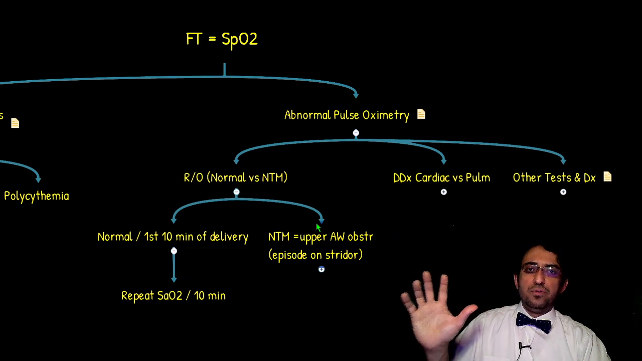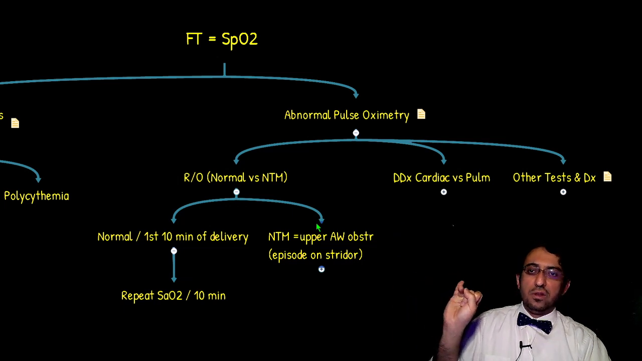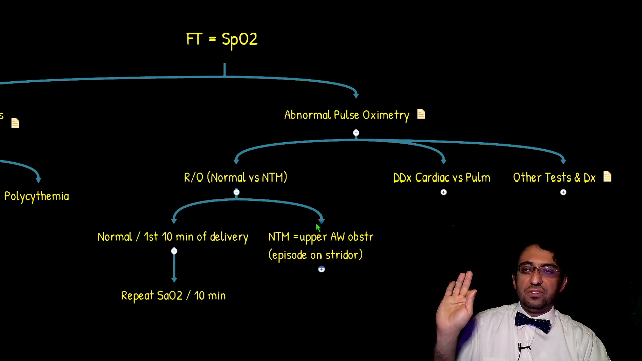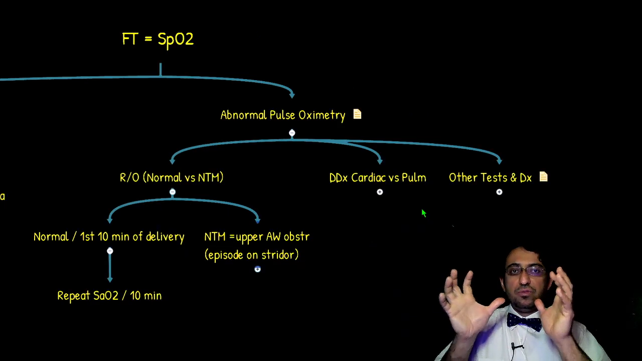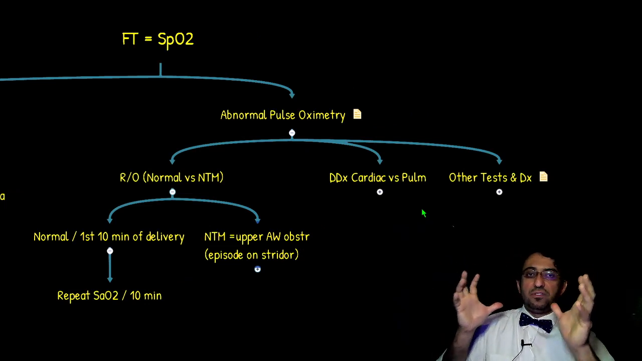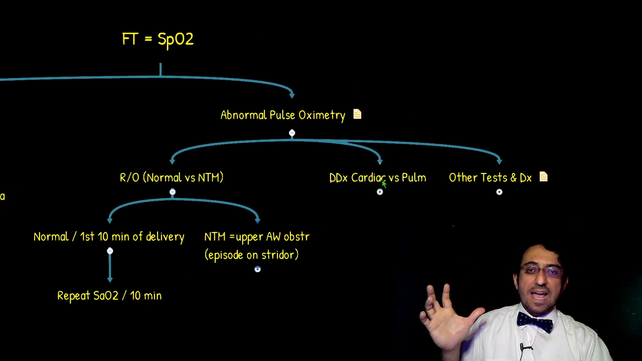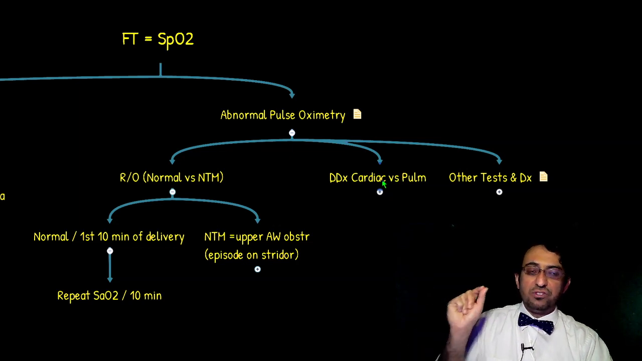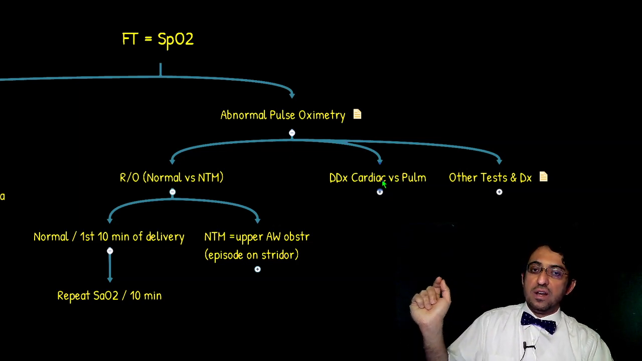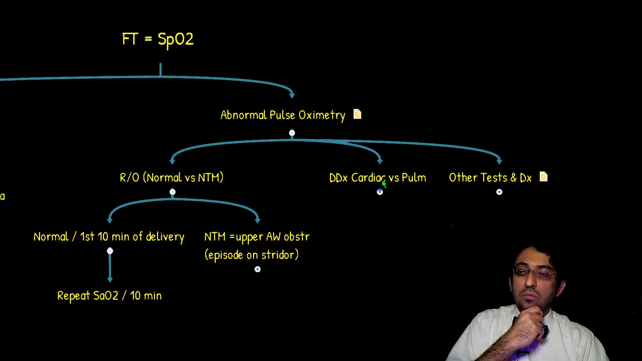Now, if you have ruled out acrocyanosis, normal central cyanosis of the first 10 minutes of life, and the life-threatening conditions associated with upper airway obstruction, now we can finally turn our attention to the juice and meat of this approach, and that is how we really approach central cyanosis, especially focusing on differentiating cardiac versus pulmonary causes.